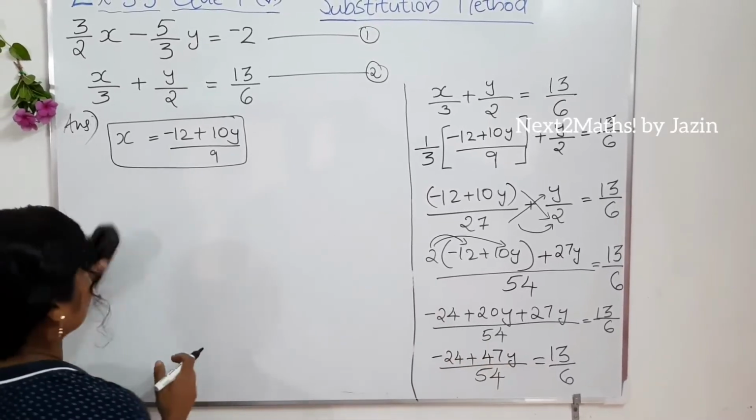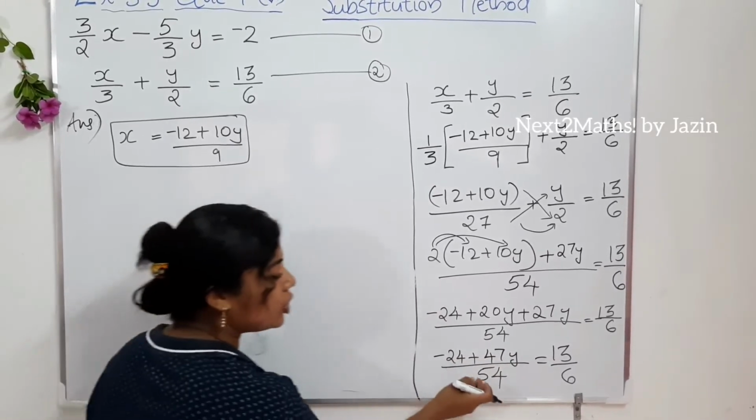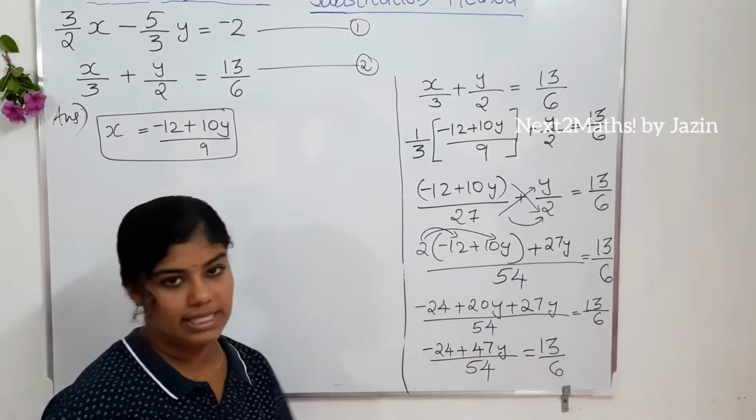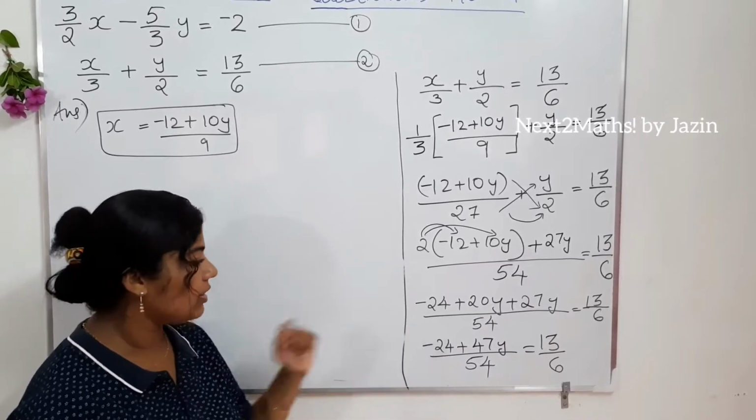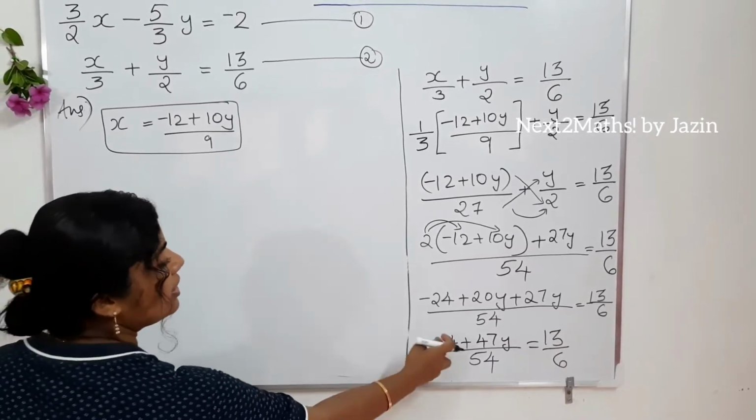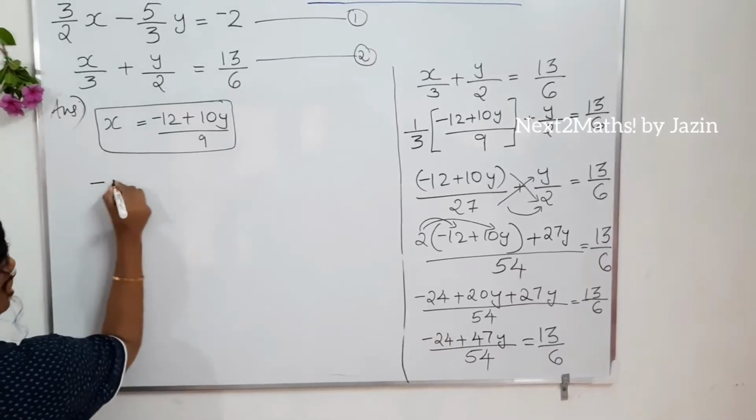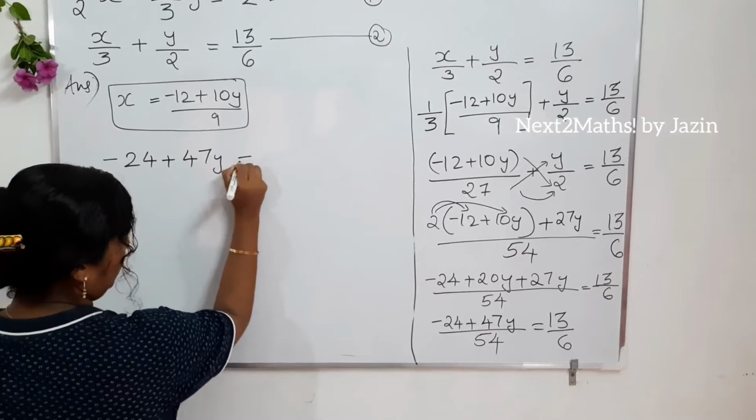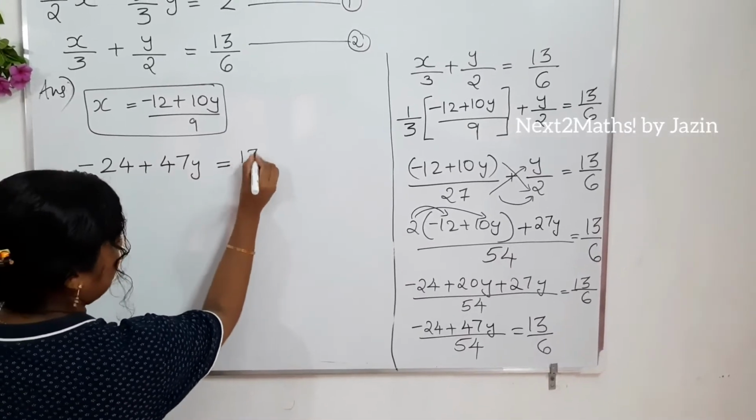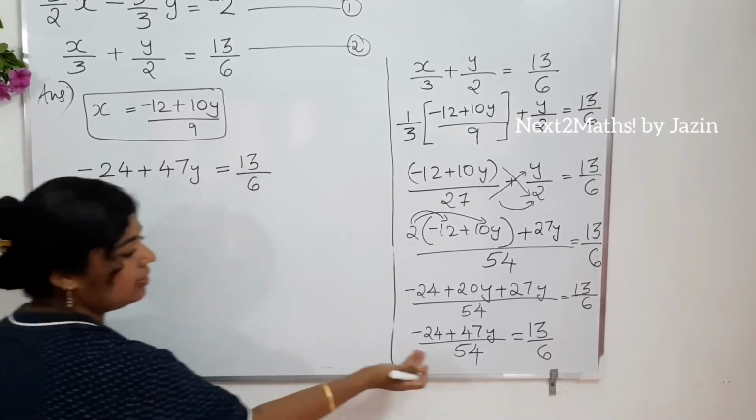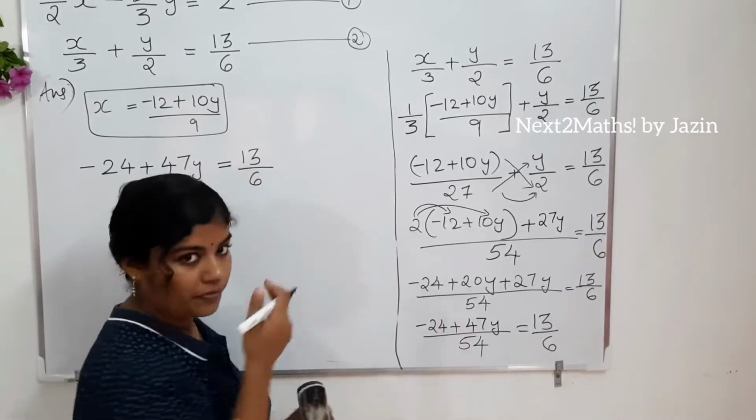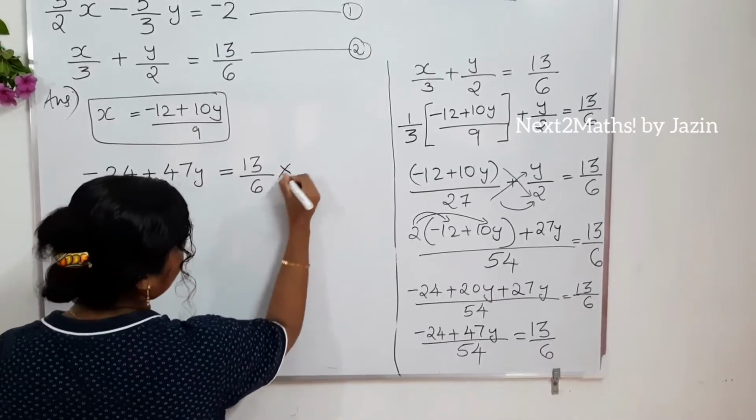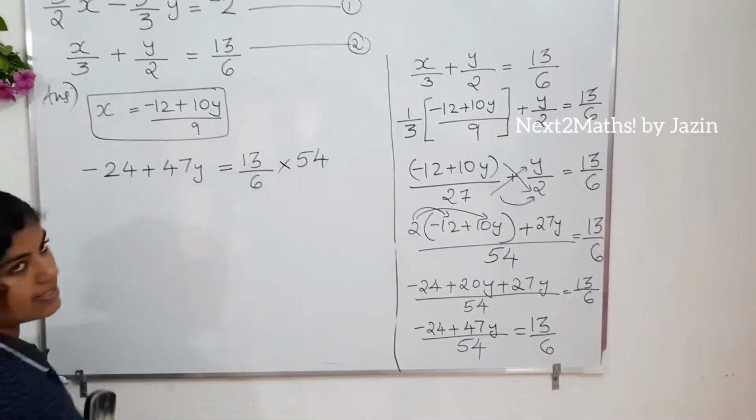What is the next step? Here the denominator is 54. The denominator going to the RHS, then it will be the numerator. So one change will happen. What is this numerator? You can write the same. Minus 24 plus 47y equal to, and the RHS side 13 by 6. Here divided by 54. Going to the right side, multiply with 54. You can write like this.